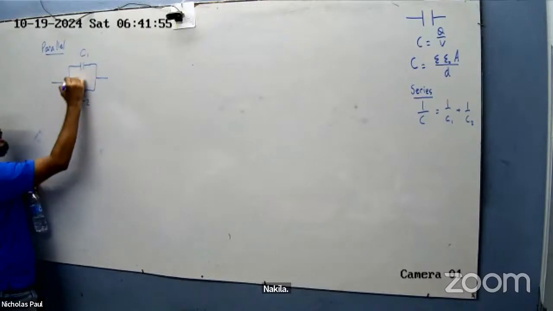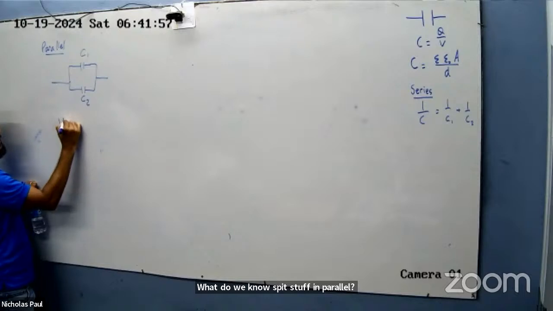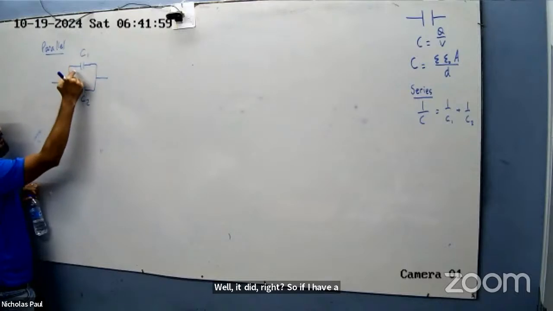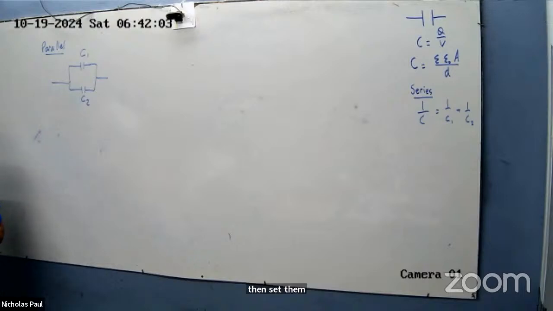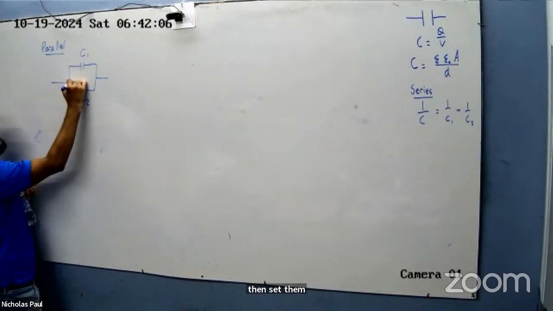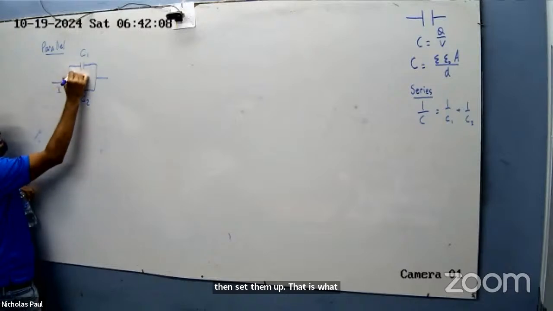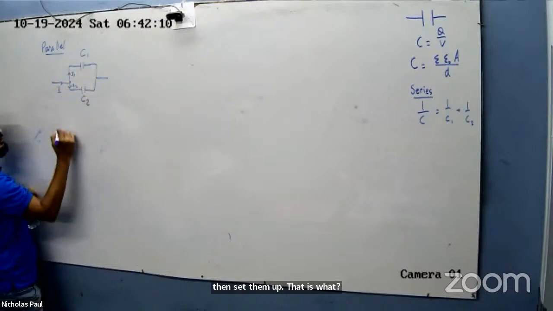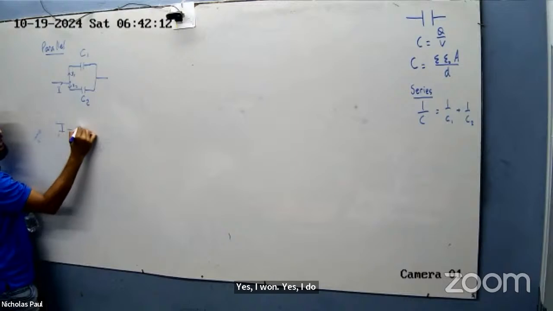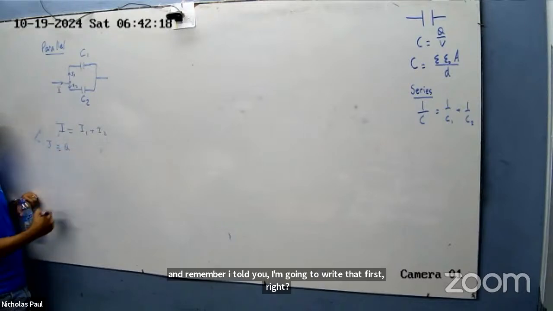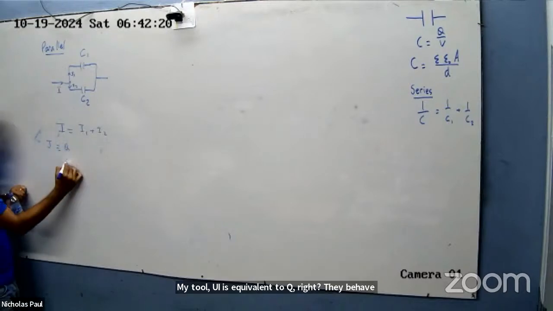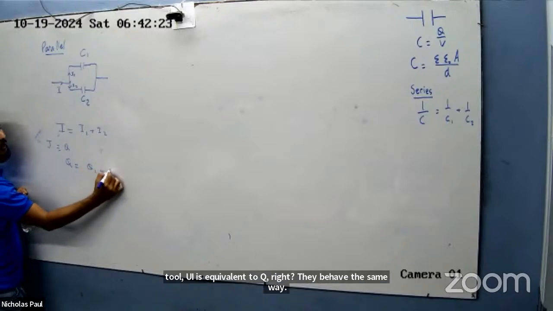Current, right? So if I have a voltage being supplied here, here's I, here's I1, here's I2. And remember I told you I is equivalent to Q, they behave the same way. So Q is equal to Q1 plus Q2.